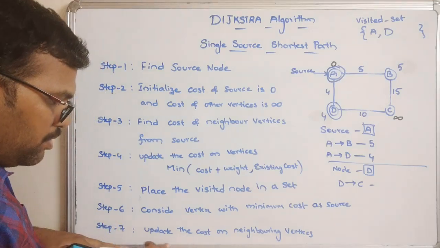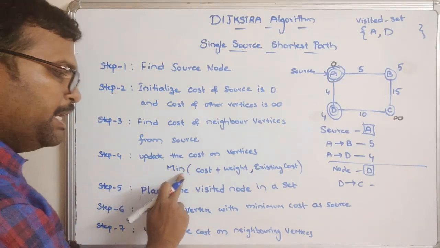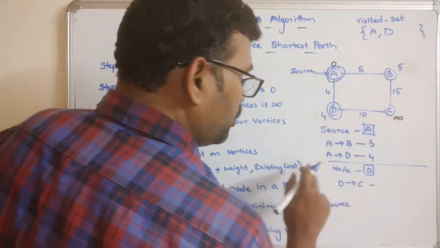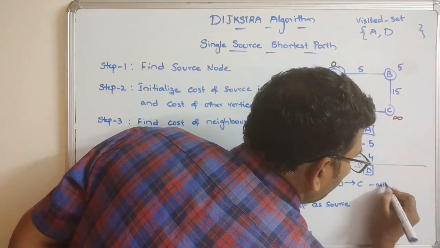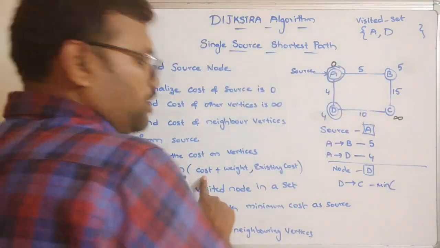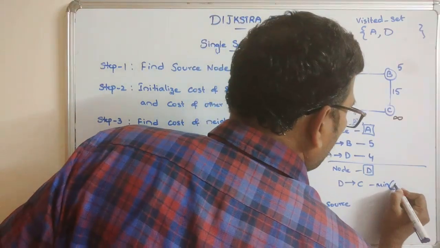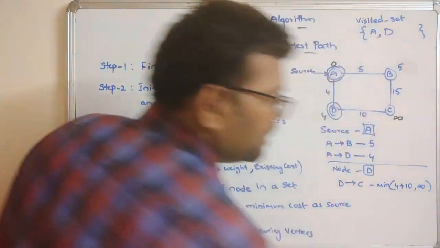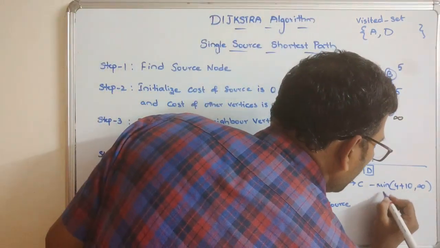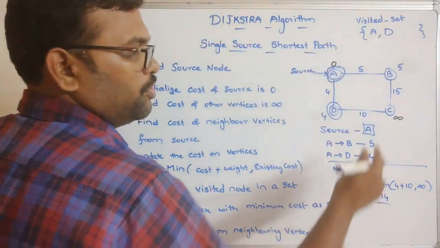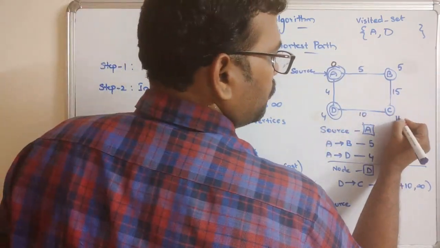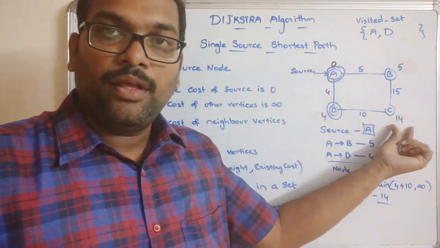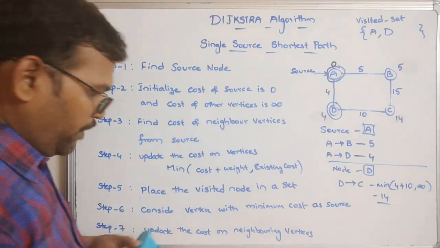So what do we have to do? Update the cost based upon this one. Minimum of cost plus weight, comma existing cost. So here you can see existing cost is infinity. So minimum of cost. What is the cost of D? 4, plus weight 10, comma infinity. So which one is the minimum? So obviously it will be 14. 14 is the minimum. So update this one with 14. Okay. Next, what do we have to do?